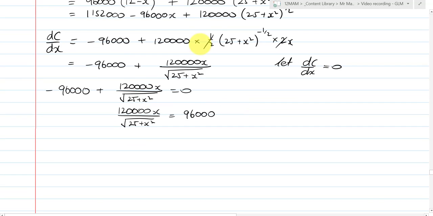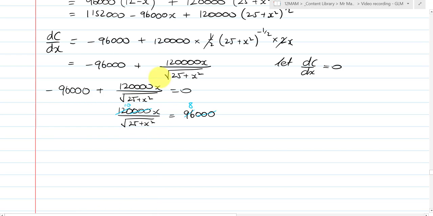And now I'm going to do some cancelling out here. Divide by 1,000 gets rid of those zeros and those zeros. That makes it nice. And would you believe as well that 96 divides by 12? So if I divide that by 12, I get 8. And if I divide that by 12, I get 10. So this makes life a bit easier.